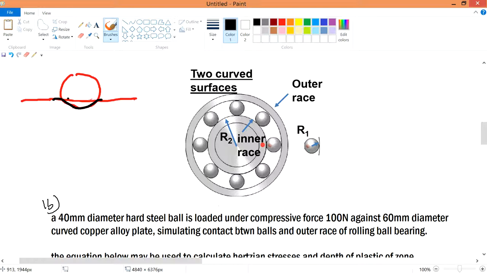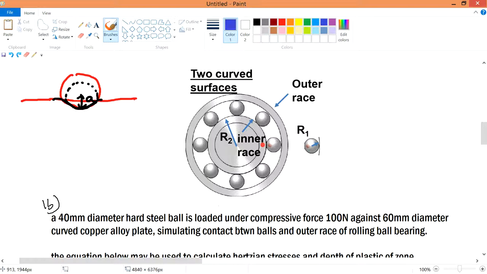This indentation has a certain radius. We call this the impression radius. This radius is a. So our a is our impression radius. Now you get the meaning of what the impression radius is. It's an imaginary radius due to this impression. Hopefully you are clear.